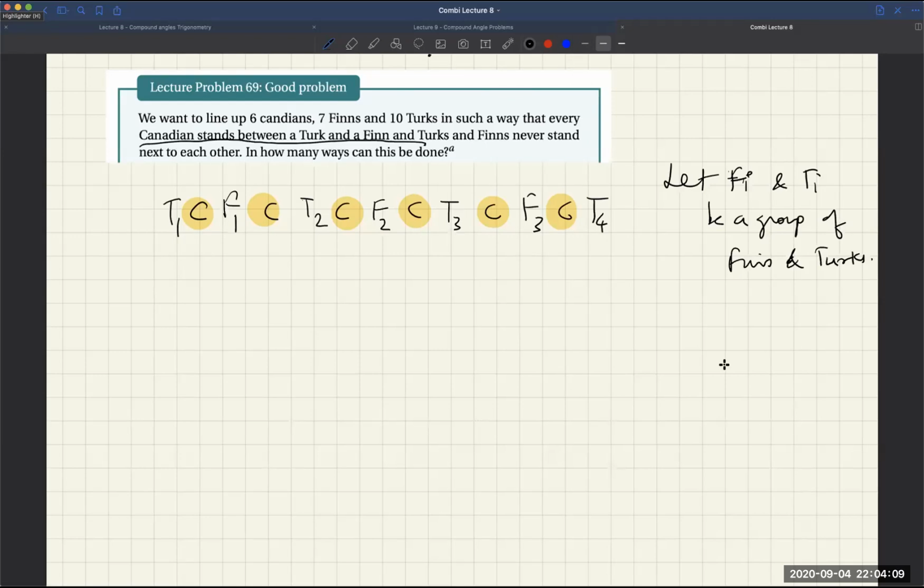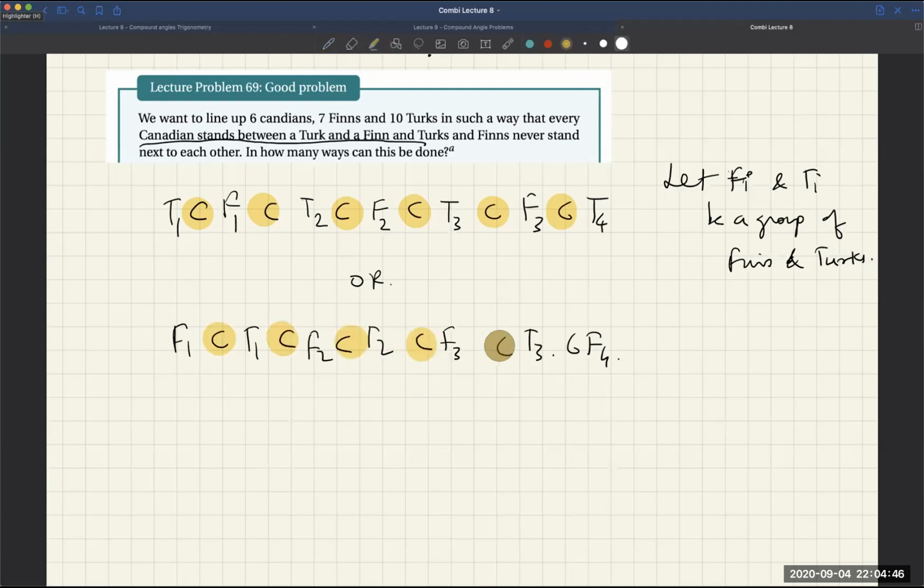Okay, so this scenario we have with us, and another possibility will be we start with Finns first, then 1, 2, 3, 4, 5, 6 Canadians are there. We will utilize them. So Turk 1, Turk 2, and Turk 3, Finn 1 group, Finn 2, Finn 3, and Finn 4. Okay, so they will alternate either this or that possibility.